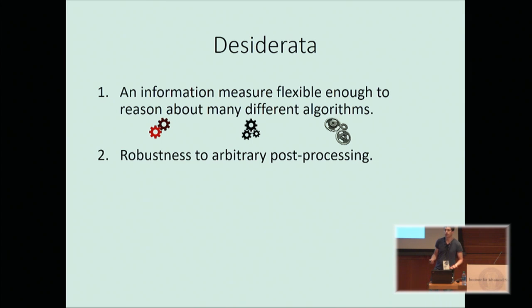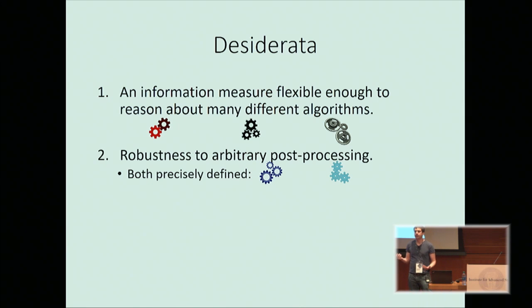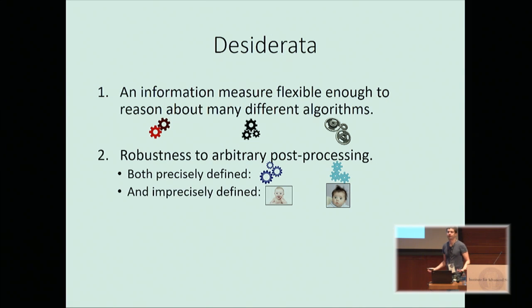We would like robustness to post-processing. If I tell you that some procedure is safe, I don't want the fact that you puzzled about the results of your study and thought about them and made decisions based on your reflections to ruin those guarantees. I want the robustness to post-processing to handle precisely defined adaptivity, but also imprecisely defined. I also want this post-processing to be able to let us talk about researcher degrees of freedom.